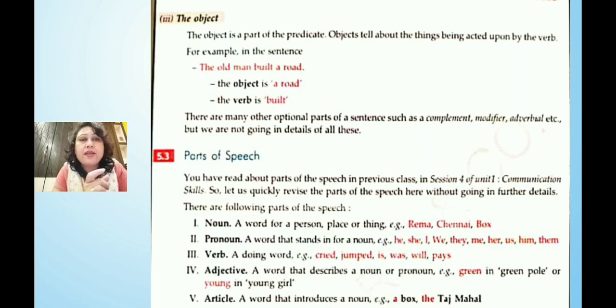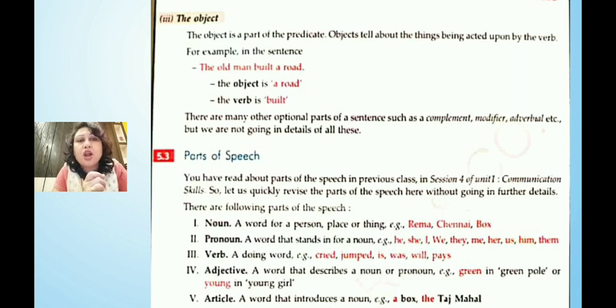Yes. There, from the predicate you have again what? The object. The object is what? Road, and built is what? The verb. So there are many other optional parts of a sentence such as complement, modifier, adverbial, etc. But we are not going to go into details of all these.